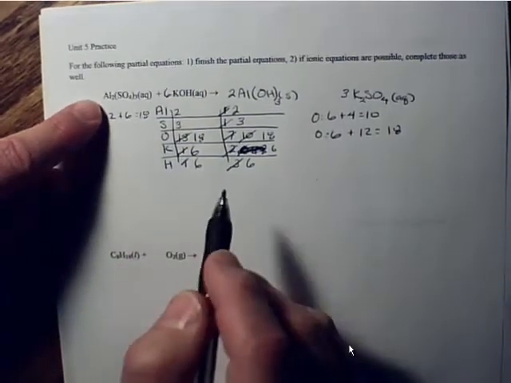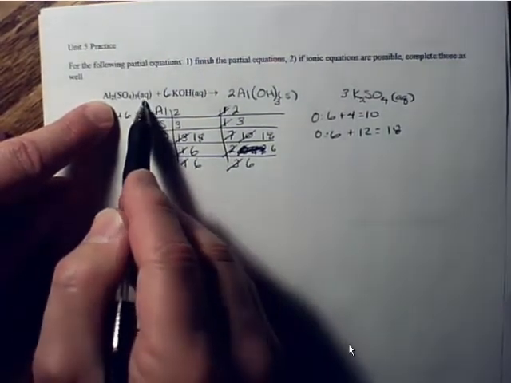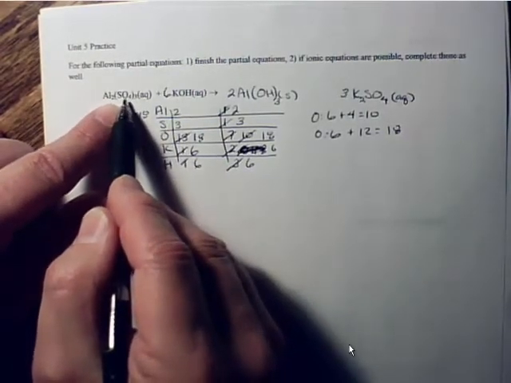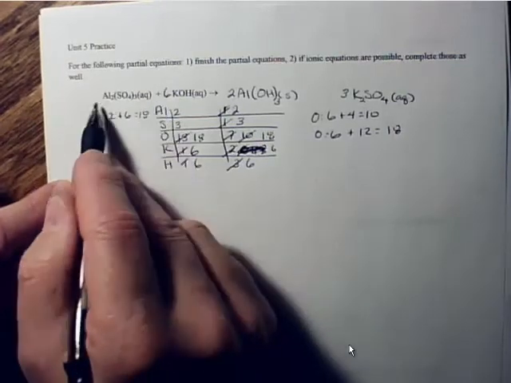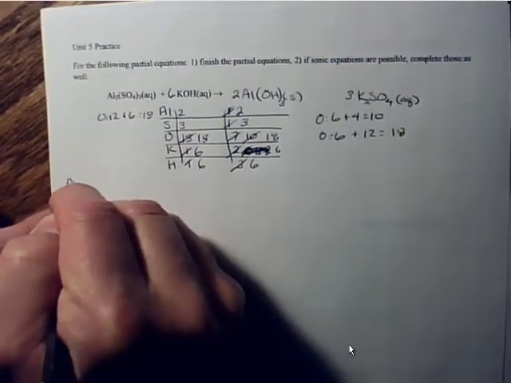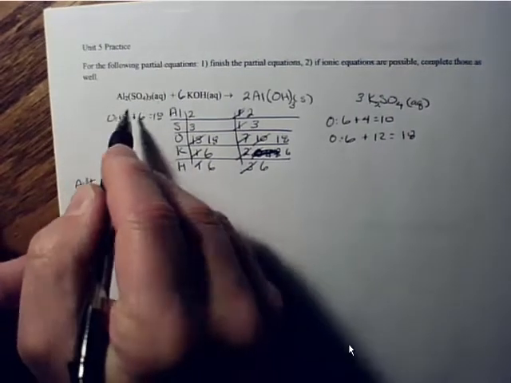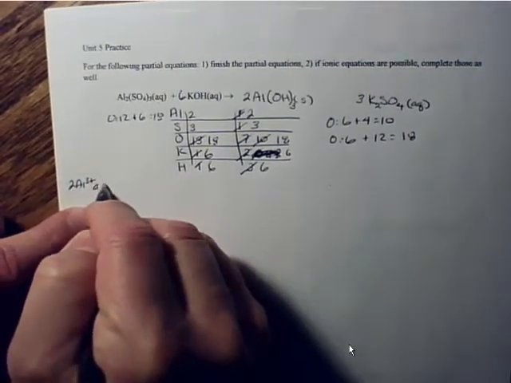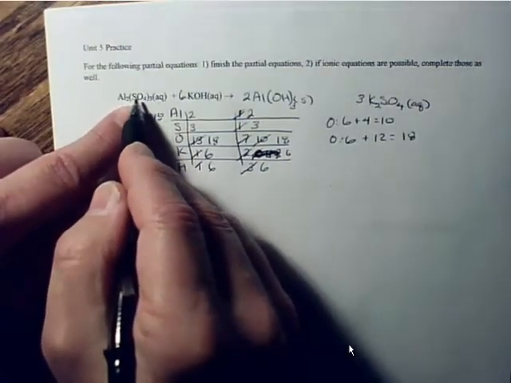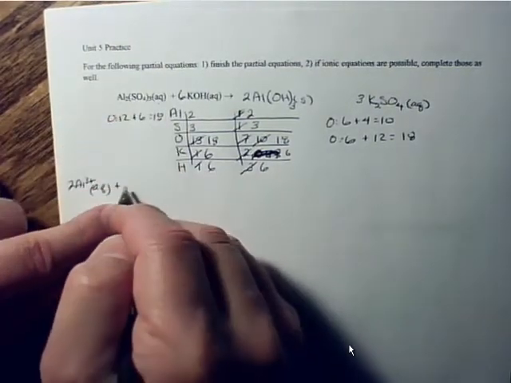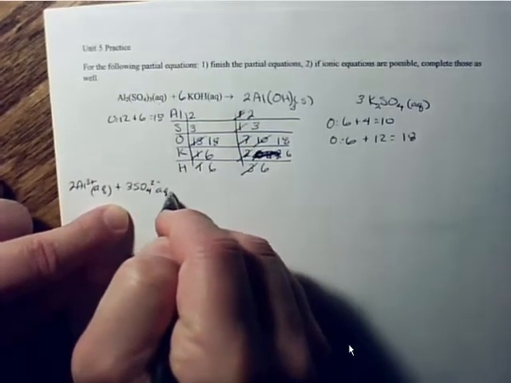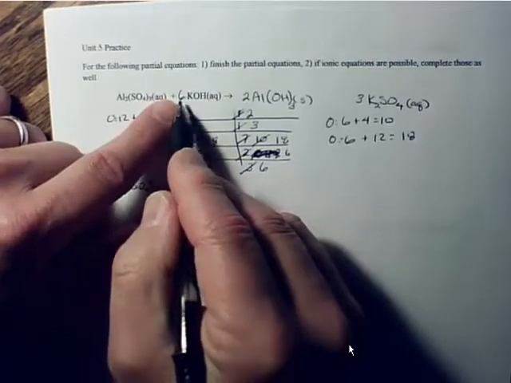Okay? All right. Now we're going to write a complete ionic equation. This is aqueous, and it's an ionic compound. I know it's ionic because I've got this sulfate, a polyatomic ion. So I'm going to split this up. I've got 2 aluminum ions, and aluminum's a 3+, Al 3+, and I've got 2 of them. So this is aqueous. I've got 3 sulfates, all 2 negative, aqueous. Right?